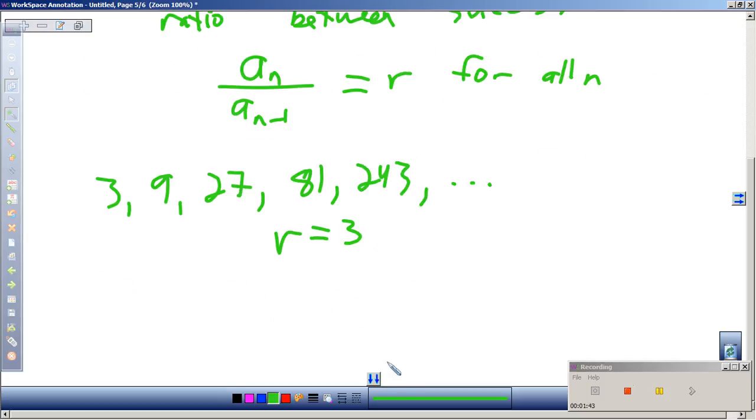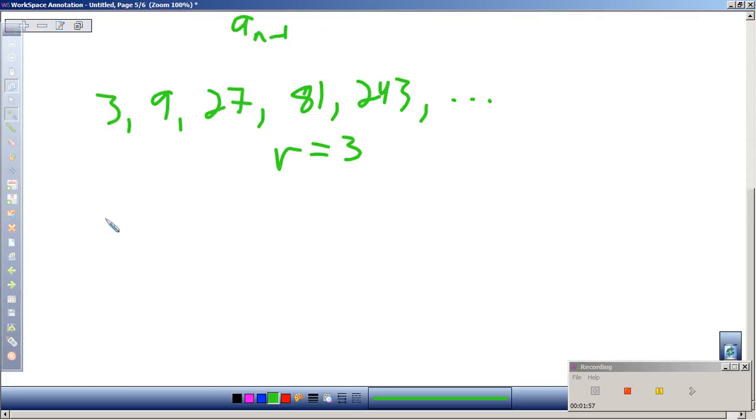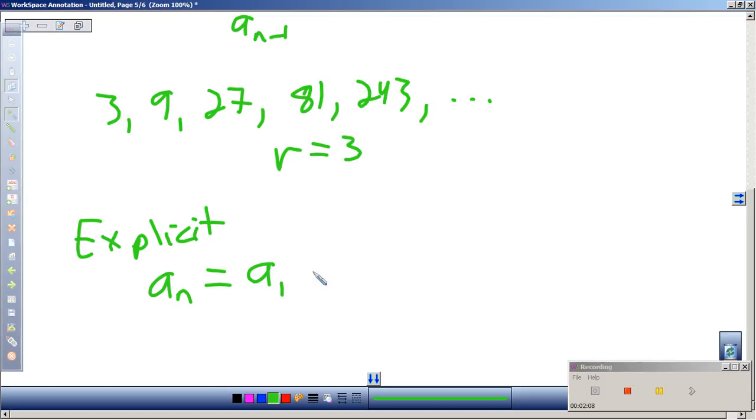Now, like arithmetic sequences, we have a standard way of writing it that's fairly simple and straightforward. So we have two types of formulas, right? What are they? Recursive and explicit. So the explicit formula we do first: a_n equals a_1 times r raised to the n minus 1.